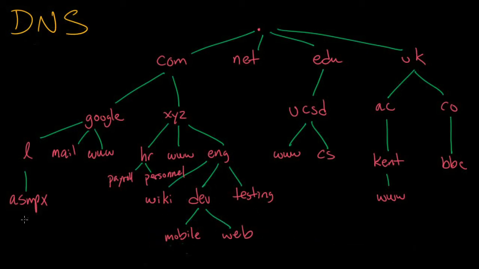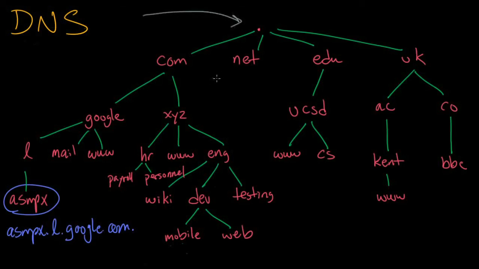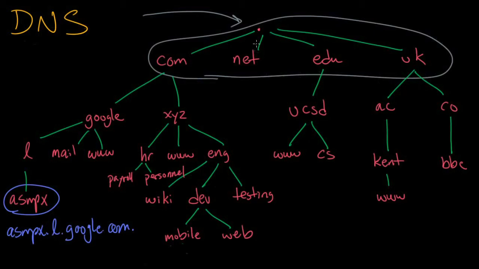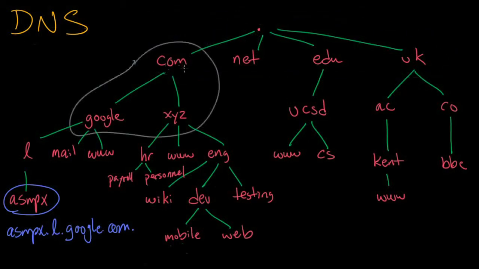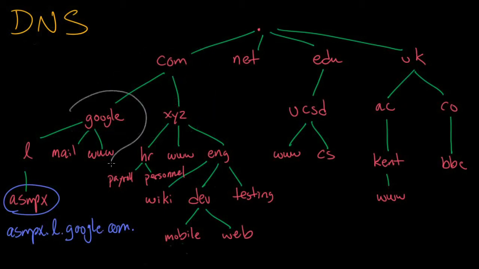Let's look at another example. Perhaps someone is looking for this point here, which is aspx.l.google.com. Once again, the query comes in at the top, hits the root zone. The root zone hands off the query to the com zone. The com name server hands off the query to the google.com zone, which, if you remember, includes this entire piece over here, and the answer is found right away. This answer is then sent back to whatever computer was issuing the request.